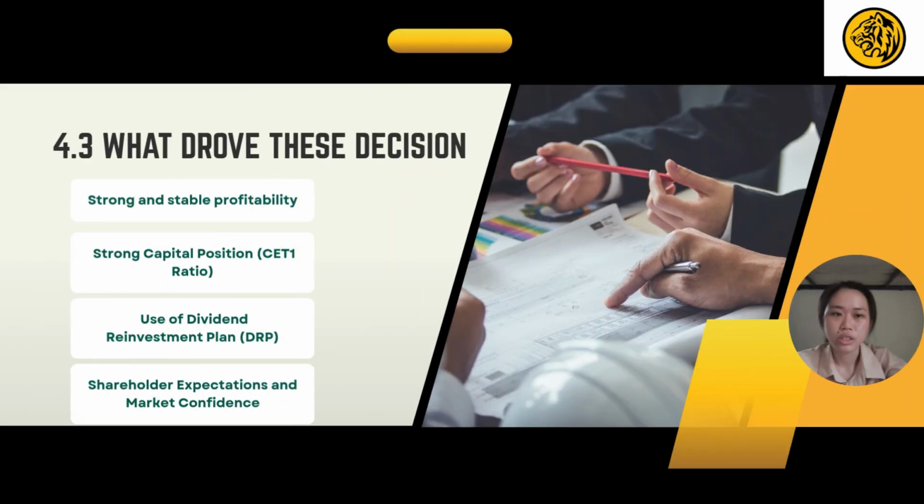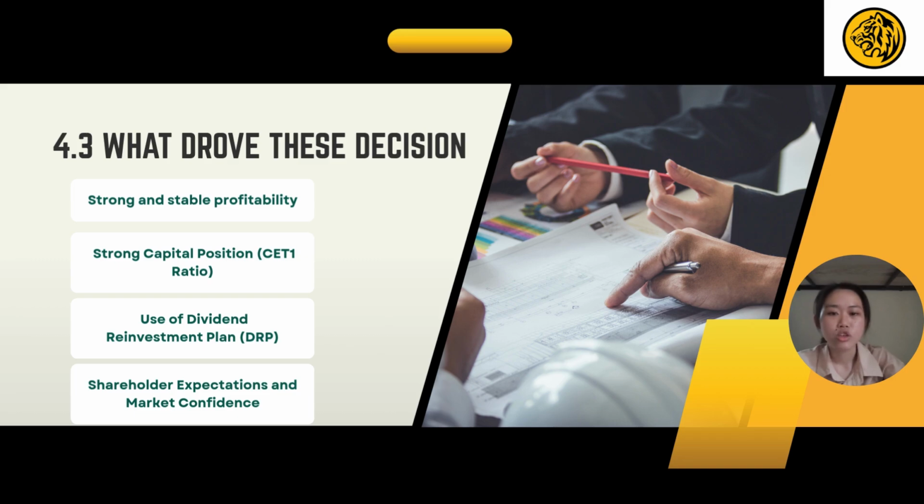What drove Maybank's dividend decision? First, strong and stable profitability. Despite a slight dip in EPS, stable earnings supported continued dividend payout. Then is strong capital position, the CET1 ratio. Maybank maintained a high CET1 ratio, which is 16.09% in 2021 and 15.67% in 2022, exceeding regulatory requirements, supporting a high payout ratio of 84%.